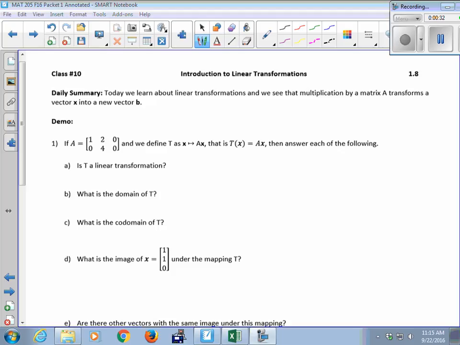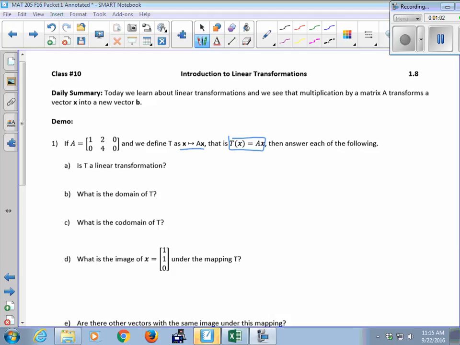Okay, so if A is the matrix 1, 2, 0, 0, 4, 0, and we're going to define T to be the transformation that takes X as an input and outputs AX. So this is a notation that your book uses a lot. It means T of X equals AX, right? This is the function notation you're more used to. So in your head, you can just do a quick translation whenever you see this. X, arrow, AX. That means X is the input, AX is the output. This is the notation you're more used to.